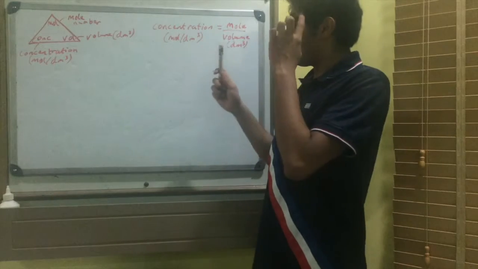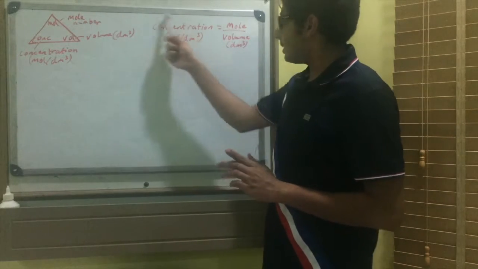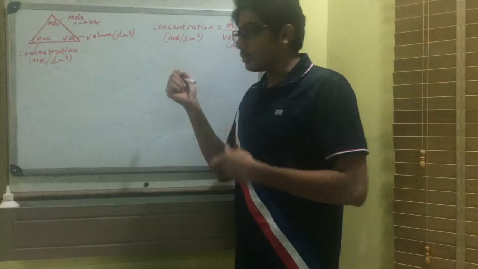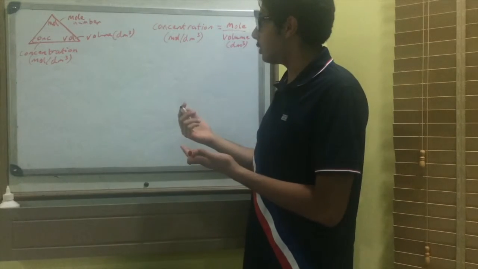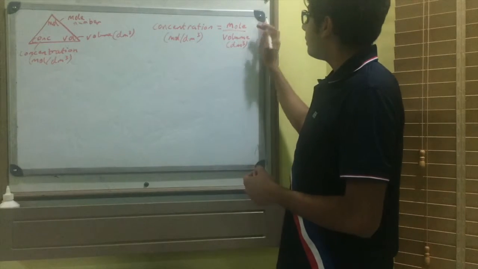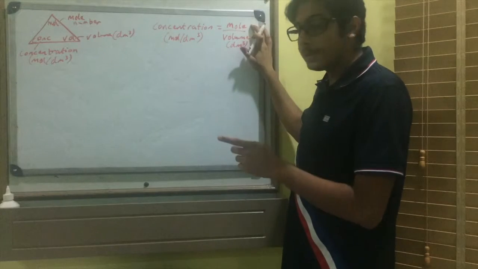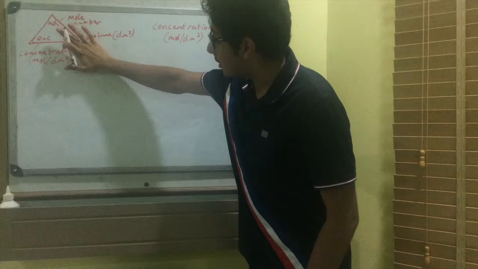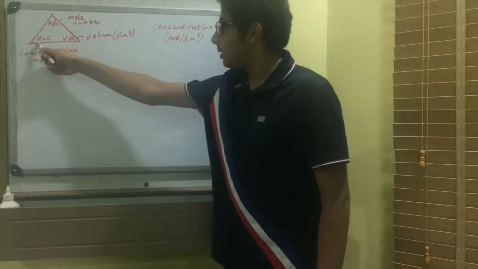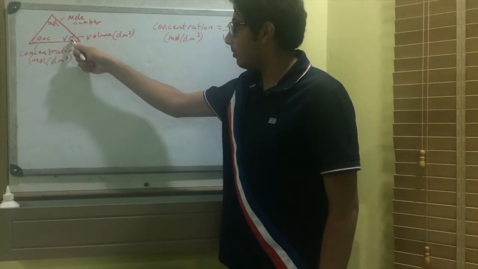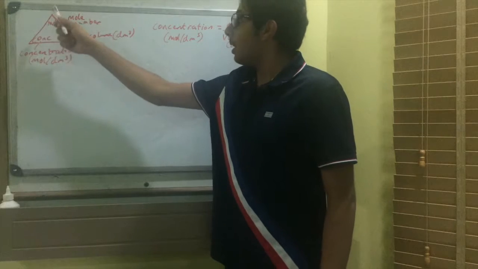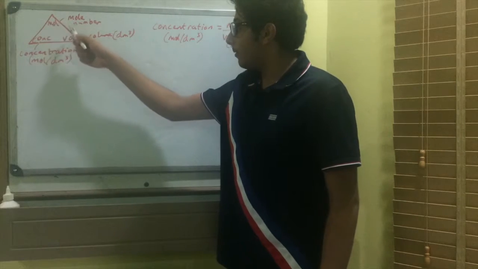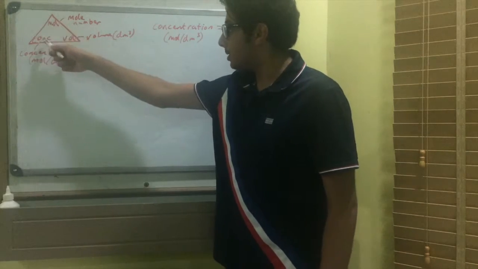Okay, so before we go to the questions, we have to know the basics. To calculate concentration in a titration calculation, we divide the number of moles by the volume. Here's this little handy triangle which you can use. Concentration multiplied by volume is going to give you the mole number. Concentration is moles over volume. Volume is moles over concentration.